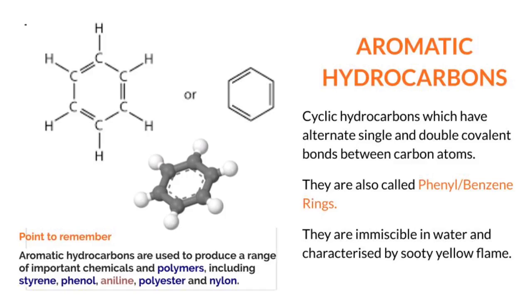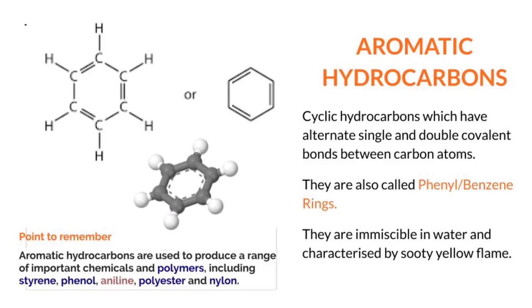The third type of hydrocarbon is aromatic hydrocarbon. Aromatic hydrocarbons are also called cyclic hydrocarbons, which have alternate single and double covalent bonds between carbon atoms. They are also the family of phenol or benzene rings. Because of their structure, they are immiscible in water and characterized by a sooty yellow flame.